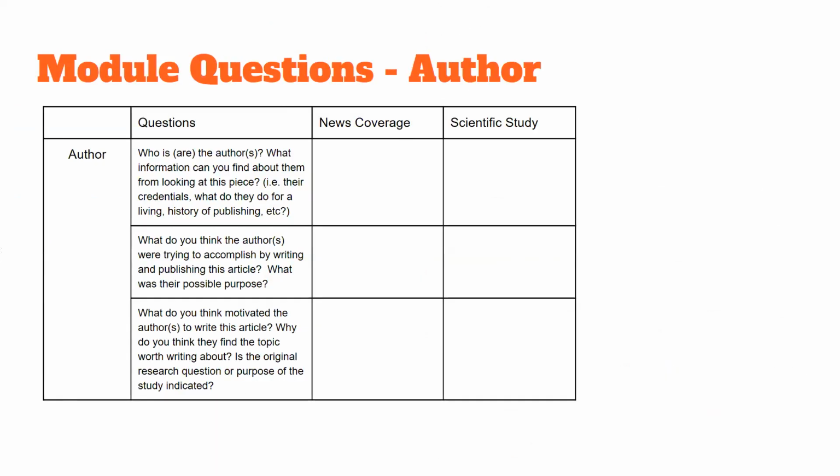Our module questions focus on the 3 aspects: the author, the article, and the publication. And we had the students answer all the questions about both the news and the scientific article. So for the author's questions, we asked, who is the author? What is the author's credentials? What is the author trying to accomplish? And what is their likely motivation?